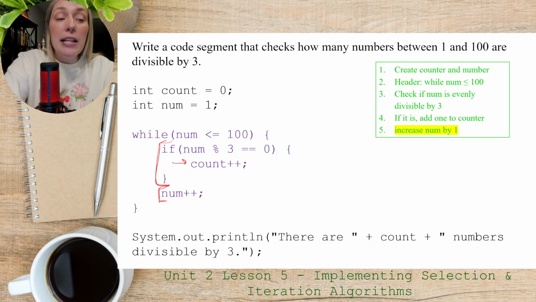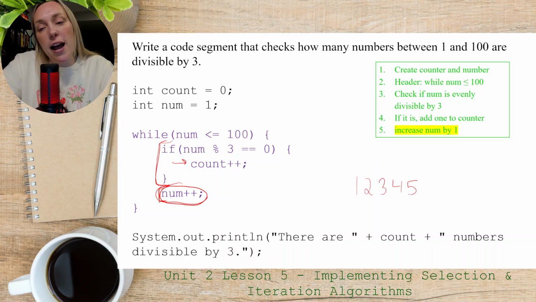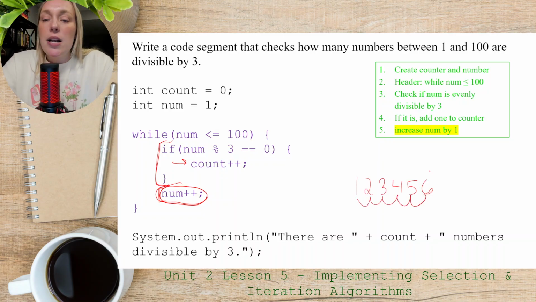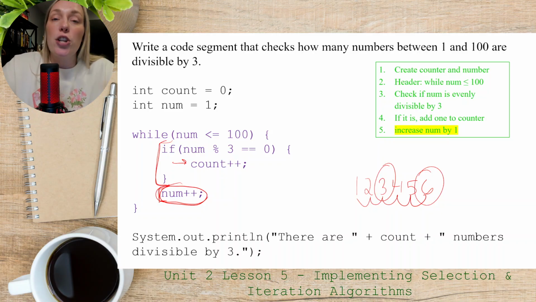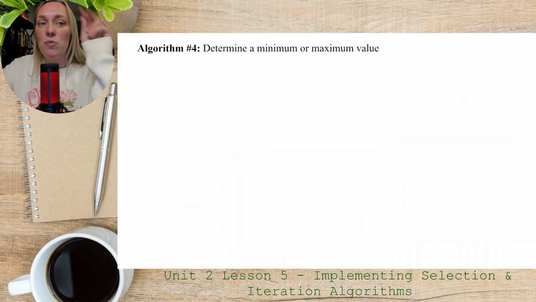Every time the loop runs, I want num to increase by 1, right? I want num to go from 1 to 2 to 3 to 4 to 5 to 6. Each time I loop, I want to increase by 1 so that I can check which numbers are evenly divisible by 3. And then at the end, I print off the count of numbers divisible by 3. Okay? All right. The next algorithm, we got 2 more.